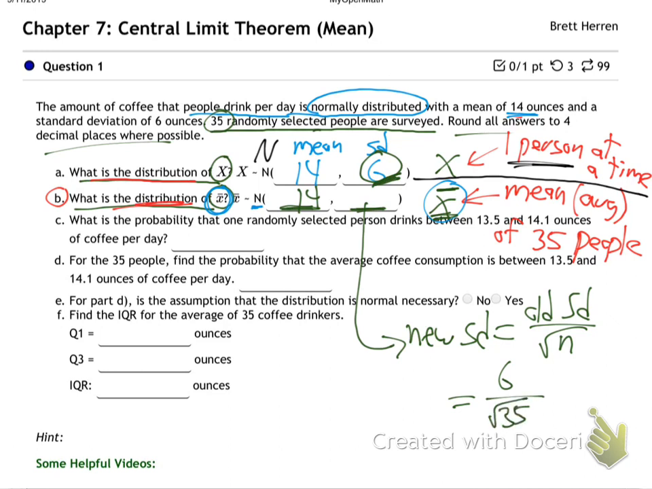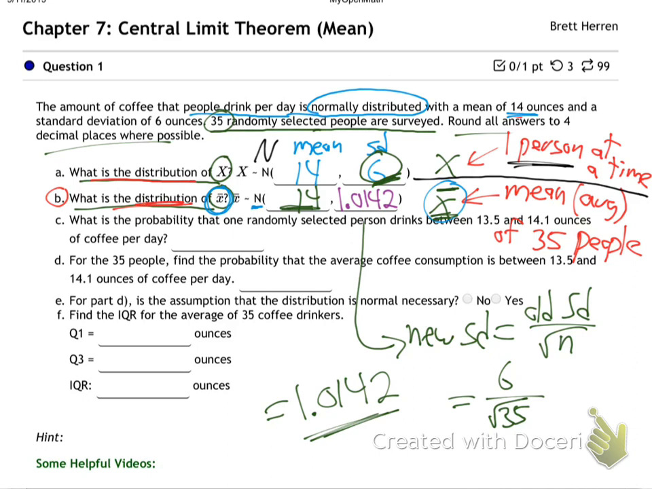The old standard deviation was 6, divided by the square root of 35. Grab your calculator and find out what that is. That'll be the new standard deviation. 6 divided by the square root of 35. I'm getting 1.014. How far do they want me to go? 4 decimal places. Okay, so I need one more, because the next digit rounds up to 2. Y'all getting that? So that goes right here: 1.0142.